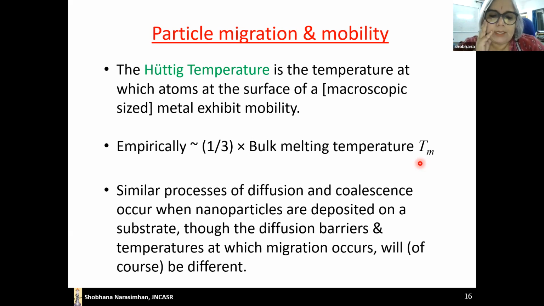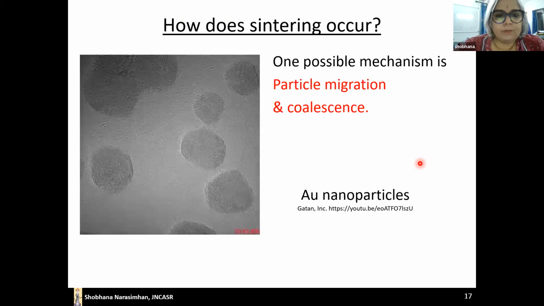Now, similar processes of diffusion and coalescence occur when nanoparticles are deposited on a substrate, though the diffusion barriers and temperatures at which migration occurs will of course be different because you're not on the same metal substrate, you're generally on an oxide support. And so we will look at this issue of what happens when you have it on a different support. So how does sintering occur? There are various possible mechanisms that can happen. So one is called particle migration and coalescence.